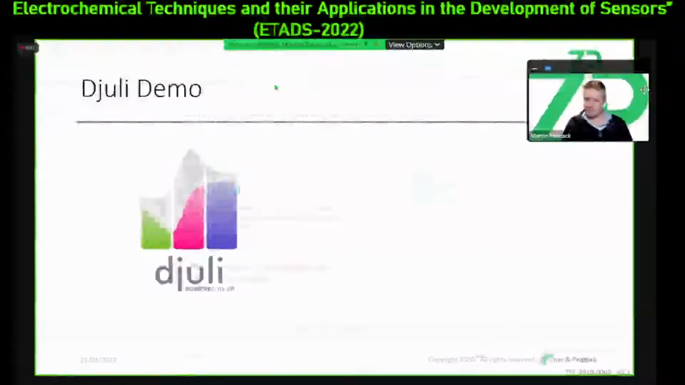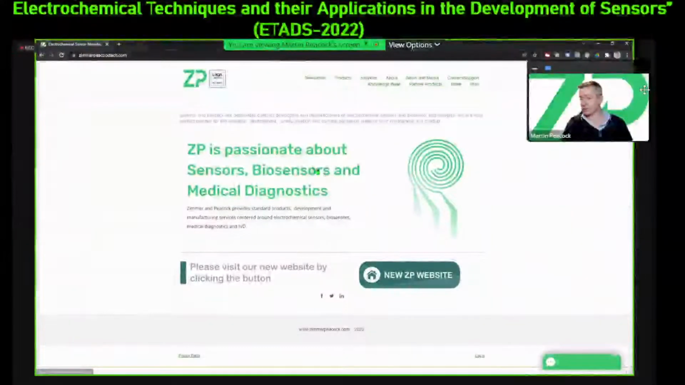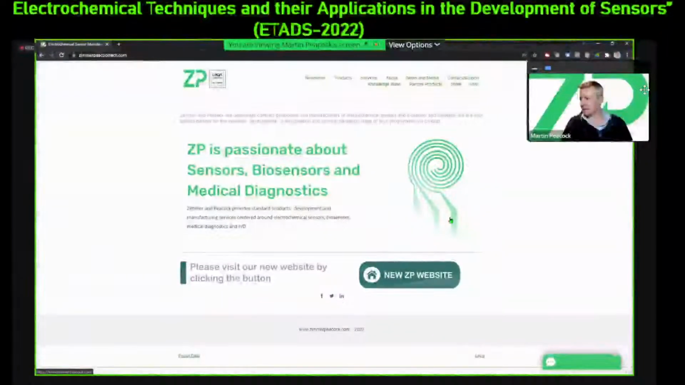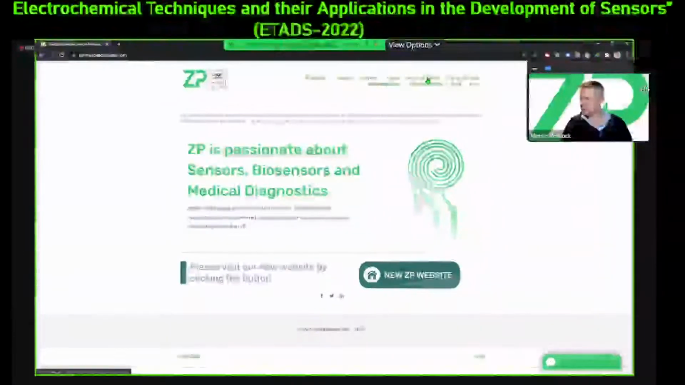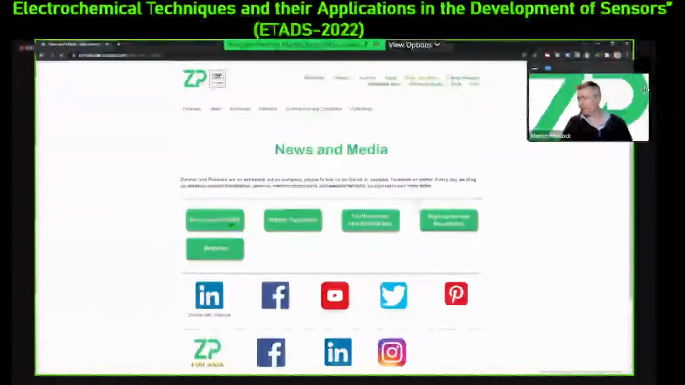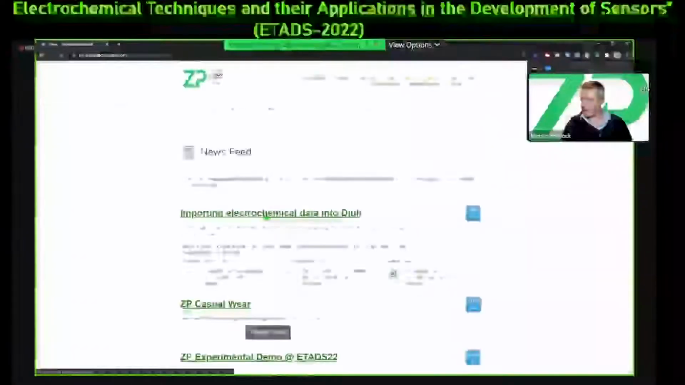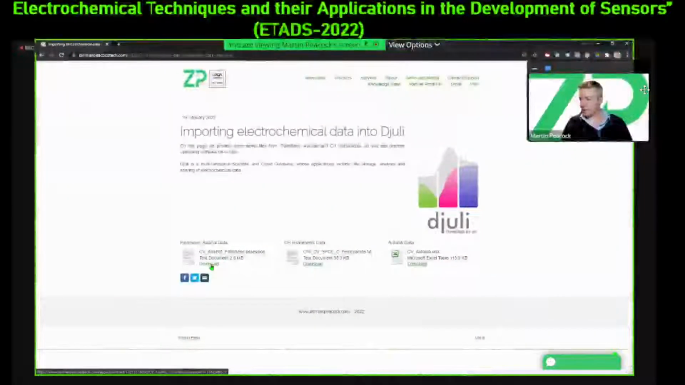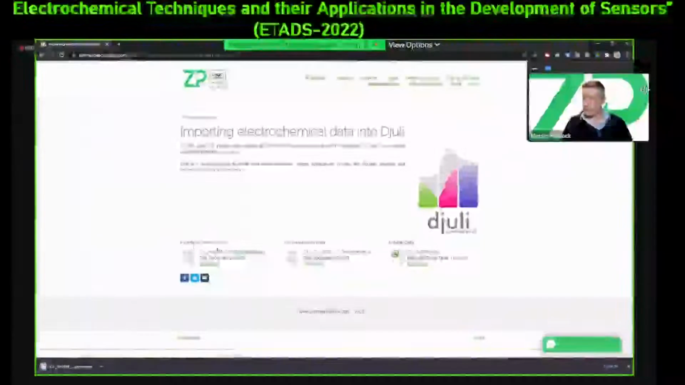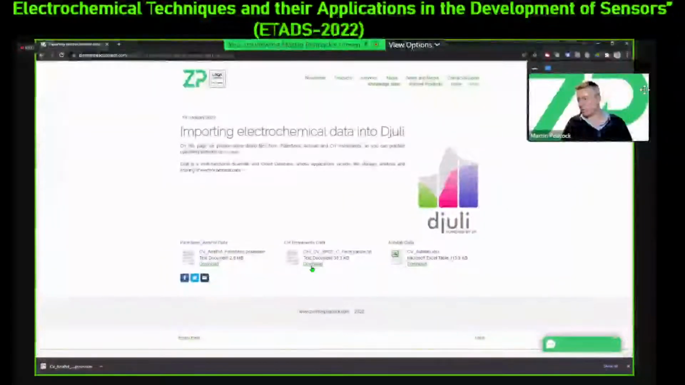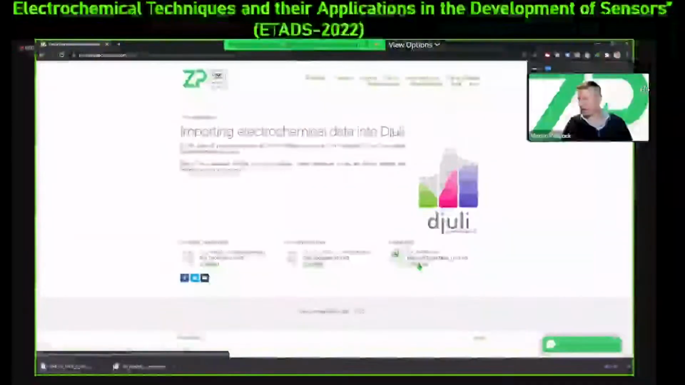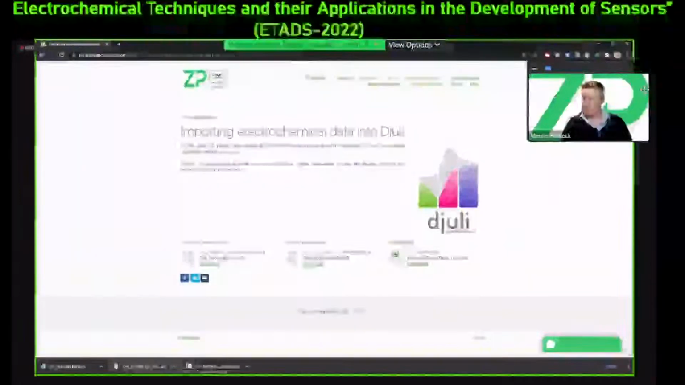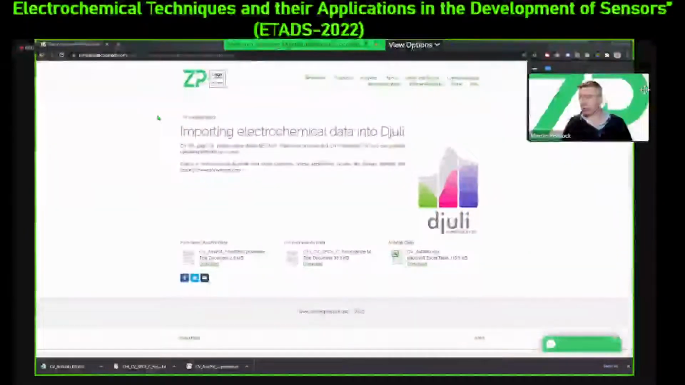So I just want to bring up my website. I hope that you can now see my website. Under news, under news updated daily, we have importing electrochemical data into Julie. The reason I show that is we have a couple of trial files, one from Palm Sense or the Anna Pot, one from CH Instruments, and one from Autolab. So this is data from essentially 3 different vendors.